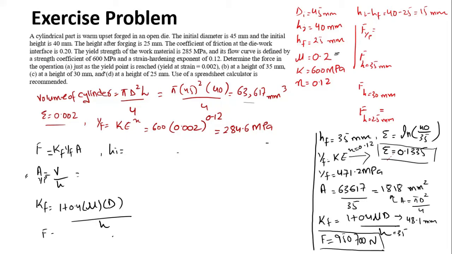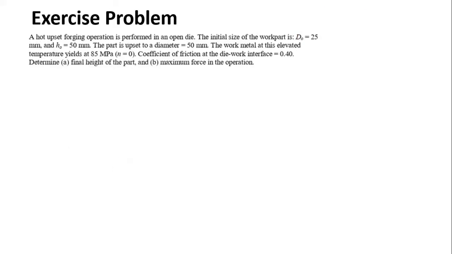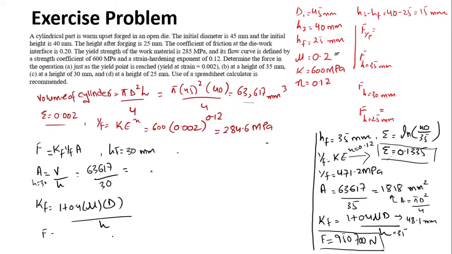So the next part is we have to find the height at 30 millimeter. So the final height here would be equal to 30 millimeter. We know the initial height is 40 millimeter. So our volume is constant, so the value of the area at h equal to 30 would be 63617 divided by 30. So we have the area equal to 2120.6 millimeter square.